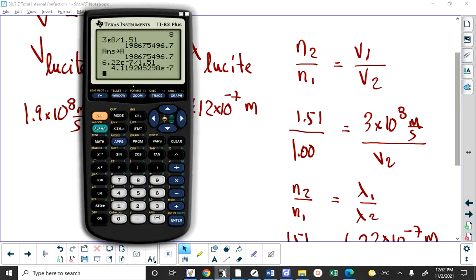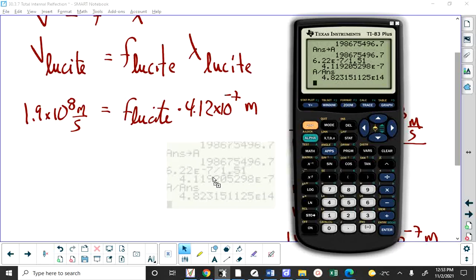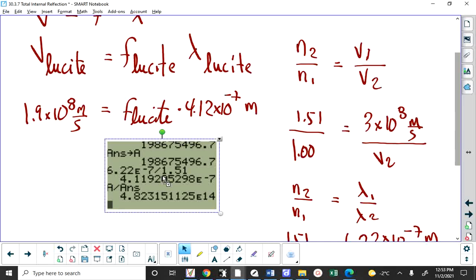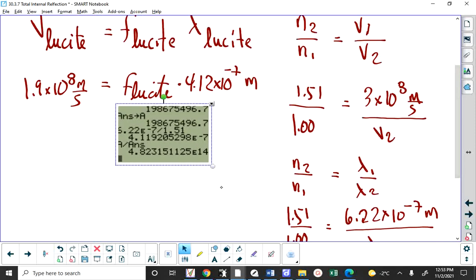And I'm going to take the speed of the light in the lucite divided by this. I've carried all my decimals. There's the speed of light in lucite divided by the wavelength. Gives me this number. So this is the answer to the question. Okay? But I told you that the universal wave equation could be used as long as you use consistent media, like air, lucite, etc.